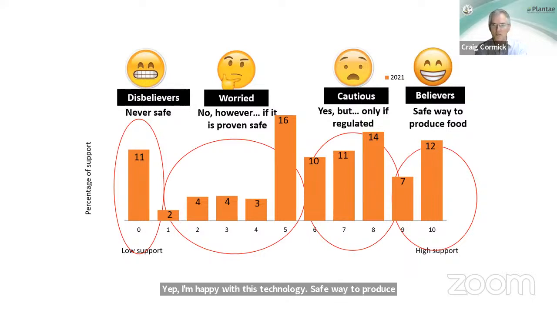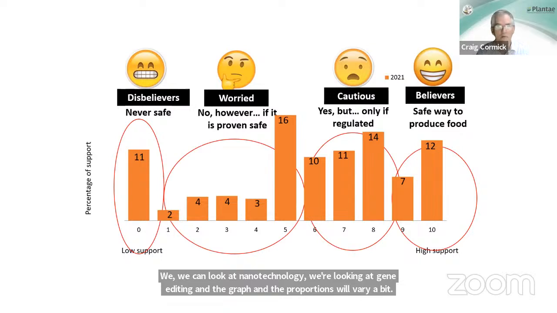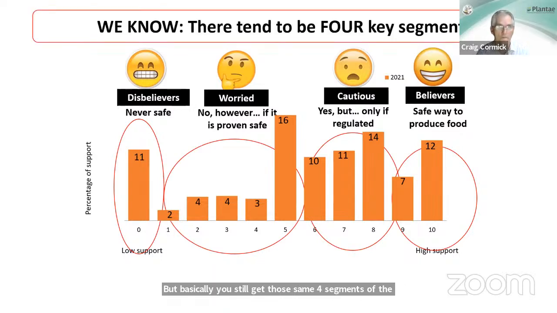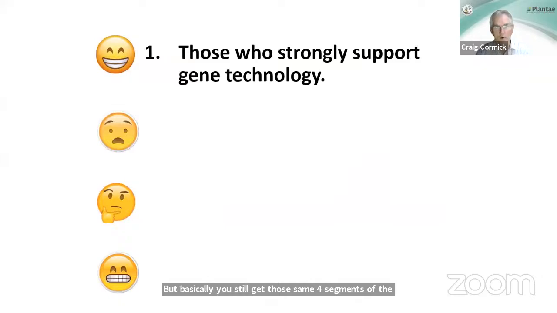Now, this graph will vary a little bit across different technologies. We put up here a contentious technology like GM foods. We can look at nanotechnology, we look at gene editing, and the proportions will vary a bit, but basically you'll still get those same 4 segments of the population. So you've got first, those who strongly support your technology, in this case, gene technology.